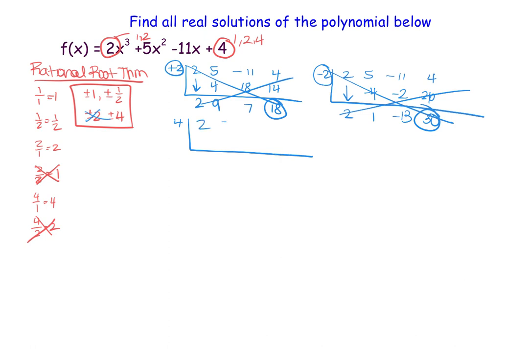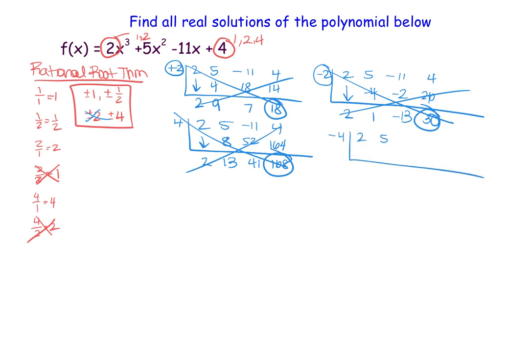So we have 2, 5, negative 11, and 4. So we pull the 2 down, 4 times 2 is 8, add down, 4 times 13 is 52, add down, 4 times 41 would be 164, so that's got a massive remainder, so that one doesn't work. So now let's try negative 4.